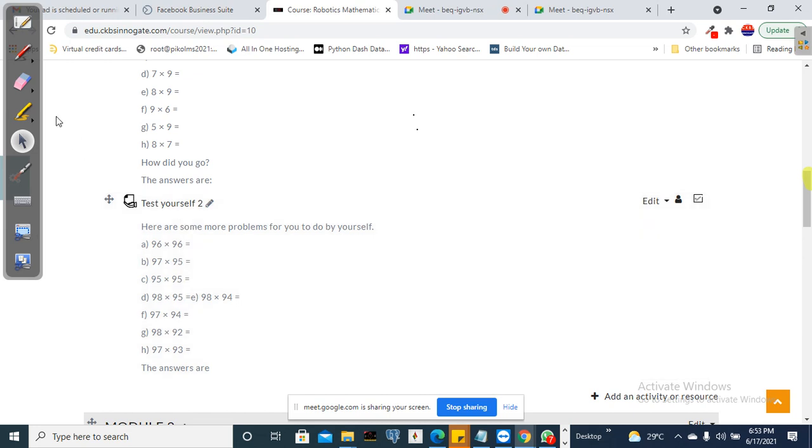Okay, so I have 96 by 96. The first thing is you have to ask yourself, what do I need to add to 96 to get to 100, because it's the closest? Which will be 4. So you write your 4 down there.